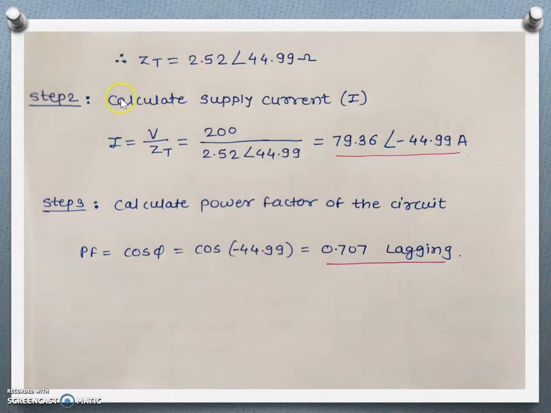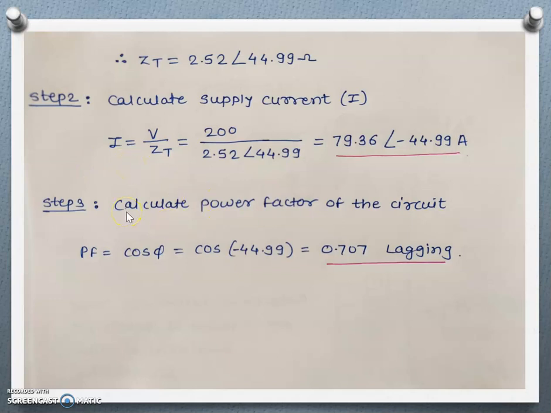Then next, calculate the supply current. We know already I is equal to V upon Z. Z is the total impedance. So putting in their values, 200 divided by 2.52 at an angle of 44.99. This is the magnitude and this is also a magnitude. So 200 divided by 2.52, we will get 79.36. And here the angle is 0, here the angle is 44.99 in the denominator. So in the numerator it will be minus 44.99 ampere. This will be the required value of supply current.